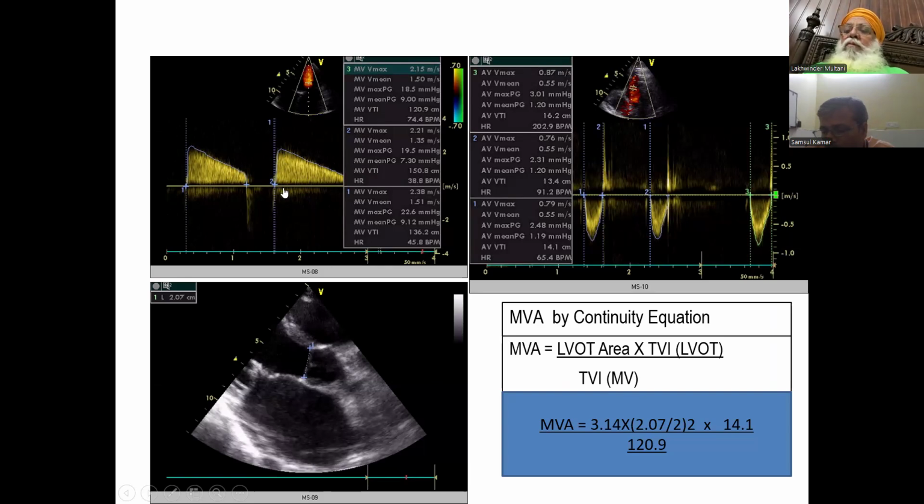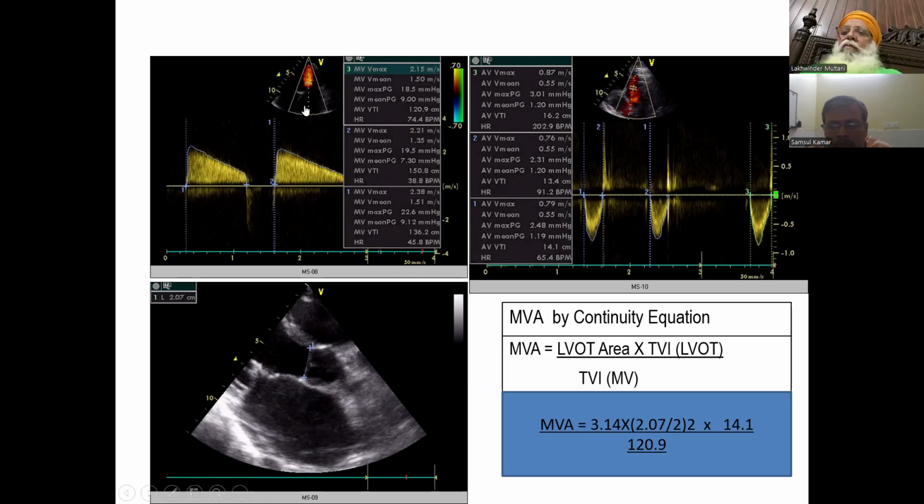Because we are looking at the maximum flow across the mitral valve. Okay, so we are not looking across the mitral valve at the outflow tract. We are looking at the mitral valve area, the mitral valve flow VTI. Same thing that we do in aortic stenosis.